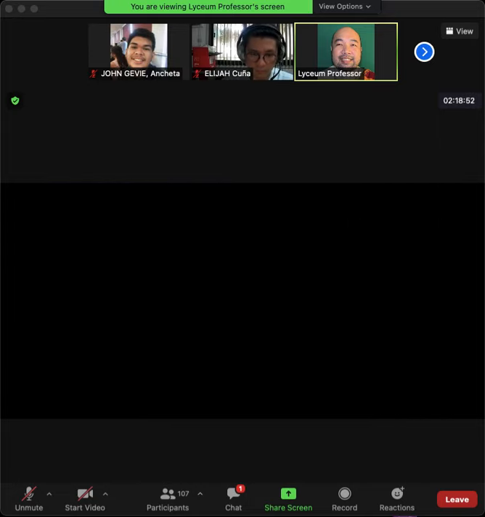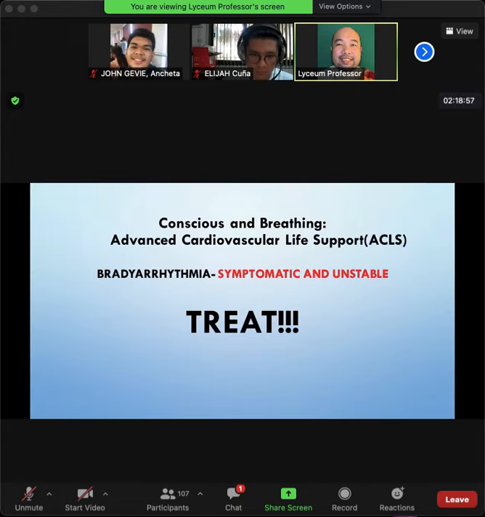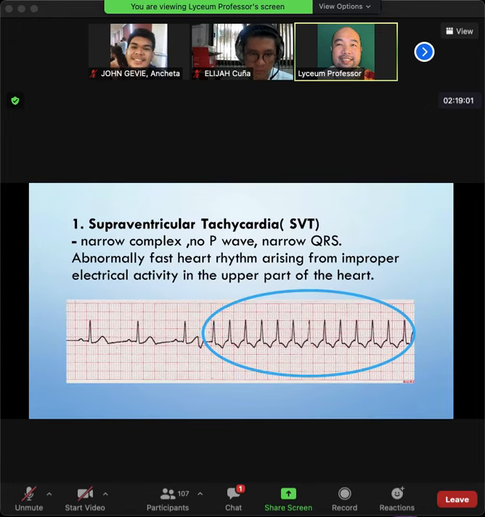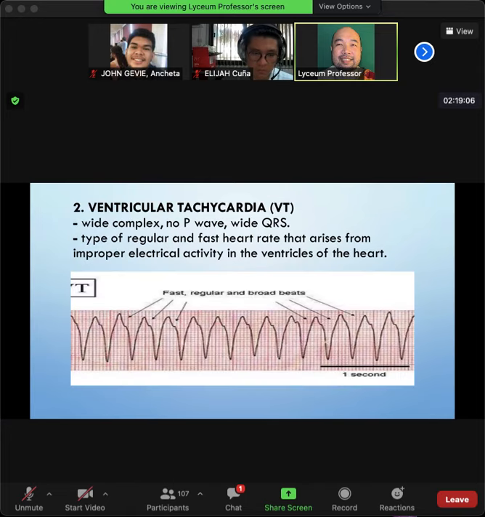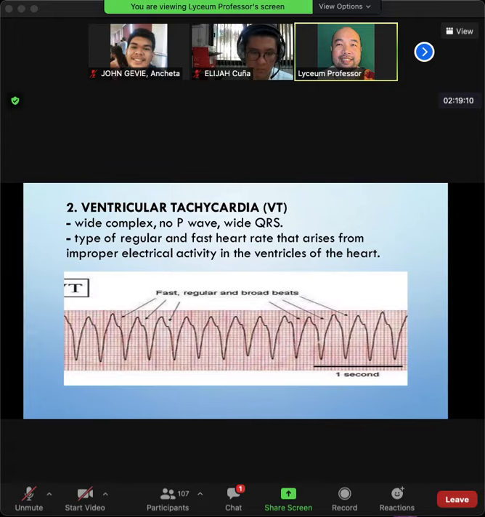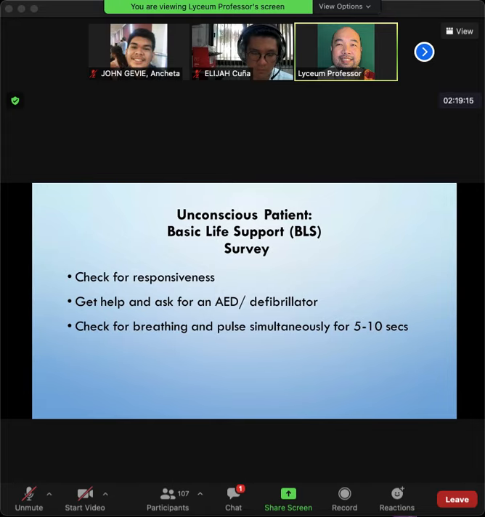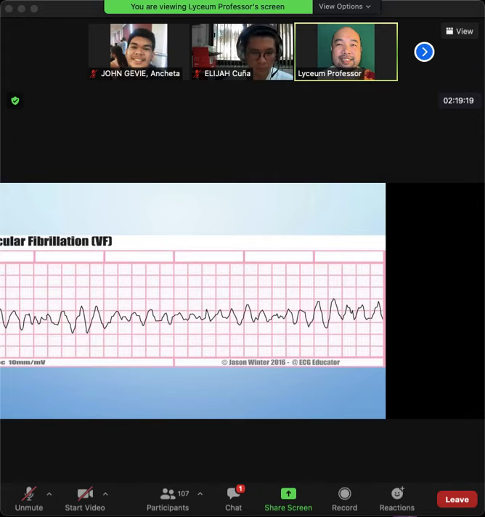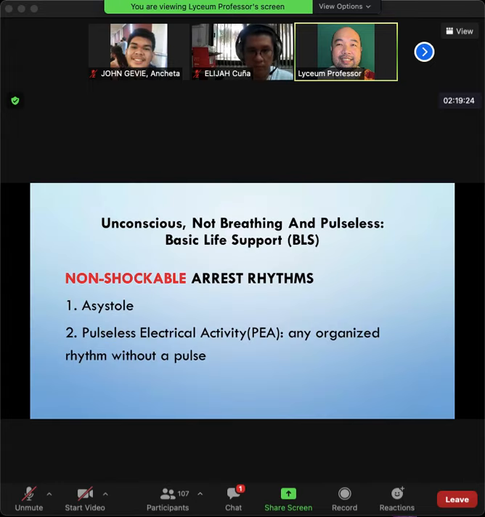Then trachea is deviated, rule in your tension pneumothorax, bulging carotid artery, rule in your tamponade. Then if you have bruit on your carotid area, rule in your thrombosis. And then if the patient is cold, rule in your hypothermia. And if you have identified those reversible causes of your arrest, then you have to treat it. You have to reverse it.